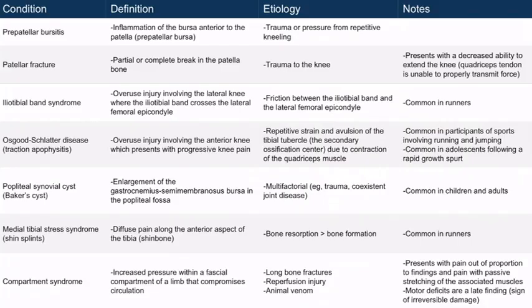The last disorder we'll discuss is compartment syndrome. This is characterized by increased pressure within a fascial compartment of a limb that ultimately compromises circulation. There are many causes, including long bone fractures, reperfusion injuries, or animal venom. The exact mechanism of how these cause compartment syndrome is poorly understood, so it's not worthwhile discussing here. It commonly presents with pain out of proportion to findings and pain with passive stretching of the associated muscles. Motor deficits are a late finding and a sign of irreversible damage.